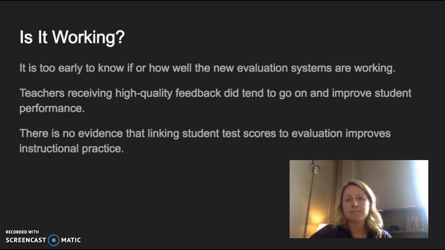As to if it's working, most research is saying it's too early to know for sure how well any of these new systems are working. I found it interesting that it stated that the teachers receiving high quality feedback did tend to go on and improve student performance, and that there's no evidence that linking student test scores to the evaluation improves the instructional practice. So I think what it's saying is that test scores alone are not going to improve instructional practice, but if looking at student data along with other measures, the teachers can receive high quality feedback from evaluators, that is going to be the piece that's going to improve instructional practice and ultimately student performance.